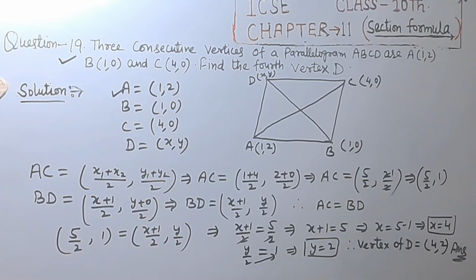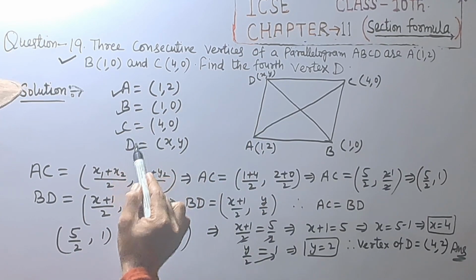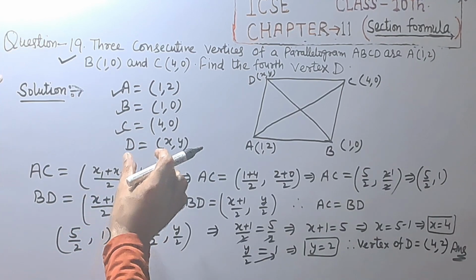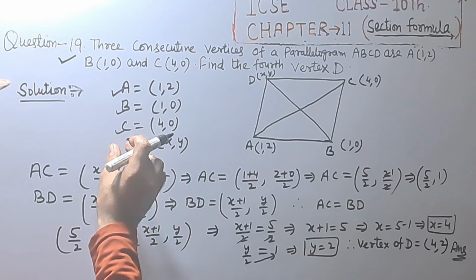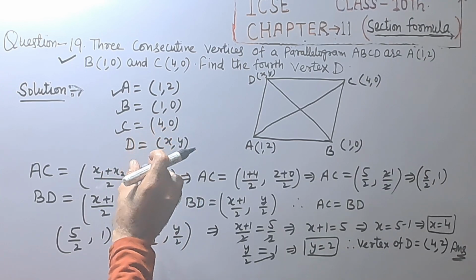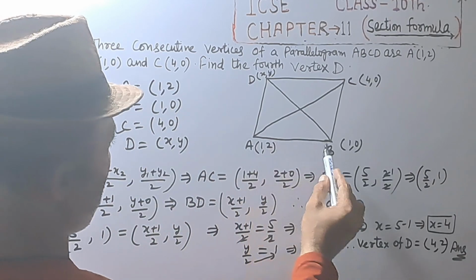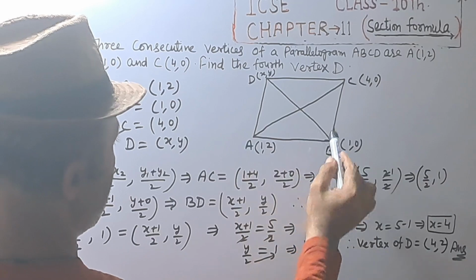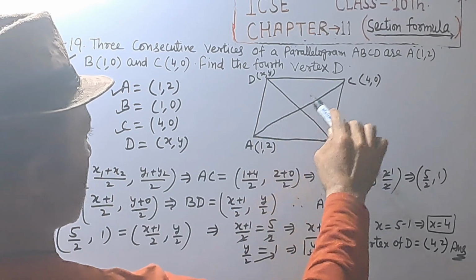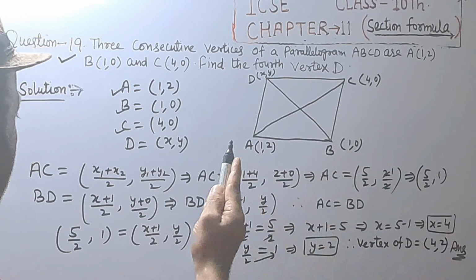Given vertex A is equal to (1, 2), B is equal to (1, 0), and vertex C is equal to (4, 0). We find the fourth vertex. Let D be equal to (x, y). We find the value of x and y. We draw a parallelogram, that is ABCD, and join AC and BD. Diagonal AC is equal to diagonal BD.